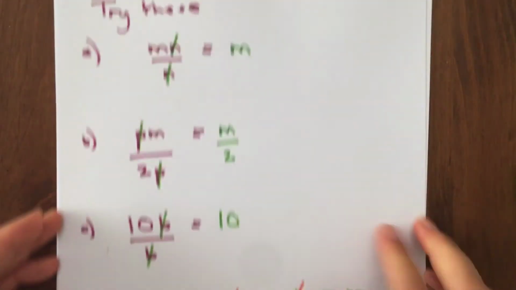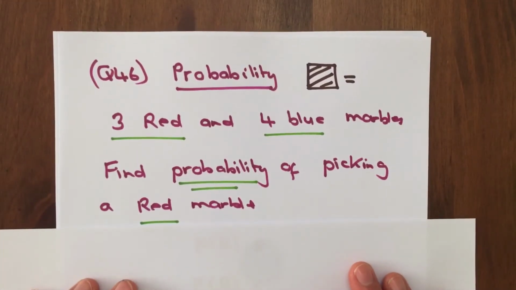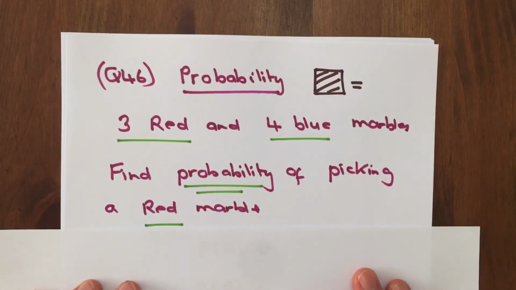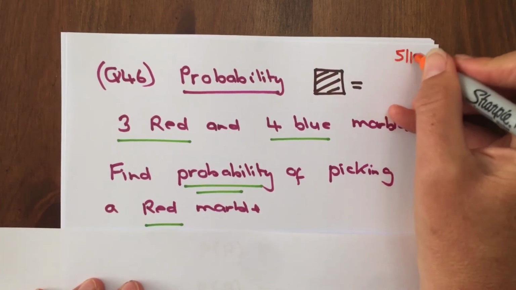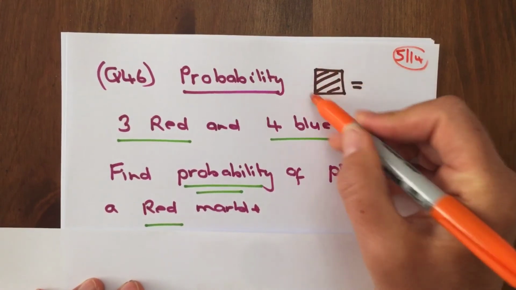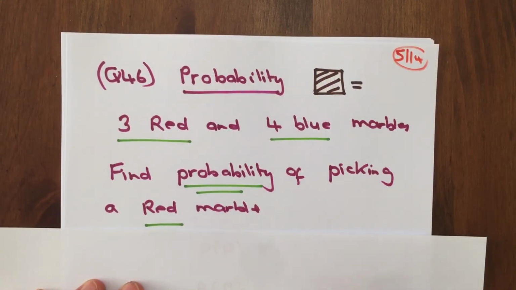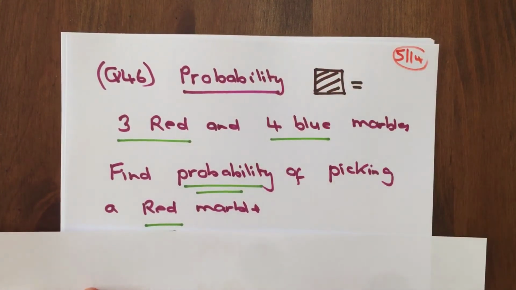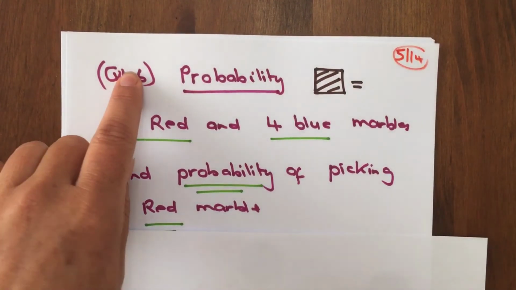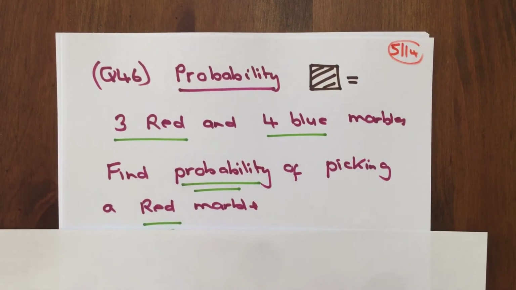Okay, last bit before I give you your learning check. Probability. Okay, this was question 46, and only 5 of you got this one right. So 5 out of 14 got this one right. Notice the shape and the colour, guys. By the way, that's not a rectangle. The sides are all equal. Okay, so probability, question 46, the last bit for today's video.